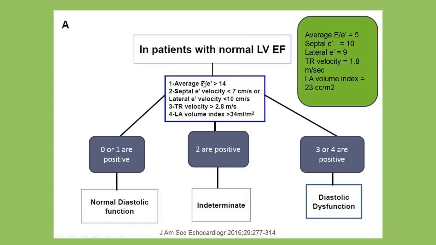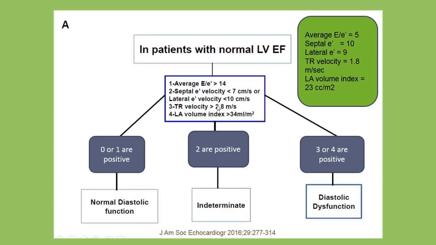So let's look at what we have for her. We're looking at patients with normal LVEF. The first positive finding would be if there was an average E/E prime of greater than 14. Well, in our patient, it was only 5, so that one's not an issue. Septal E prime velocity less than 7? No, we had 10, so we're good there. The lateral E prime velocity is less than 10? Yeah, we're borderline, so we should probably keep an eye on that.